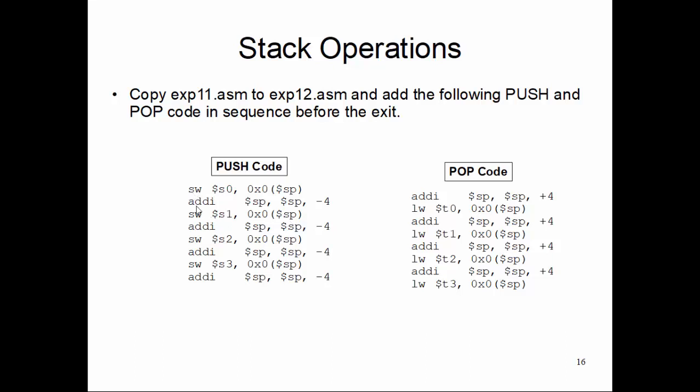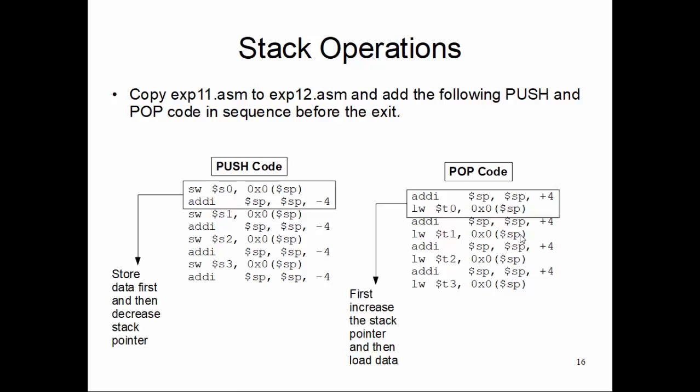And the pop code is basically you first change the pointer, moving higher by 4 bytes, and then access that word from that location. That is your pop code, right? So let's follow this convention throughout our semester. Store data first and then decrease the stack pointer. Pop, first increase the stack pointer and then load the data.